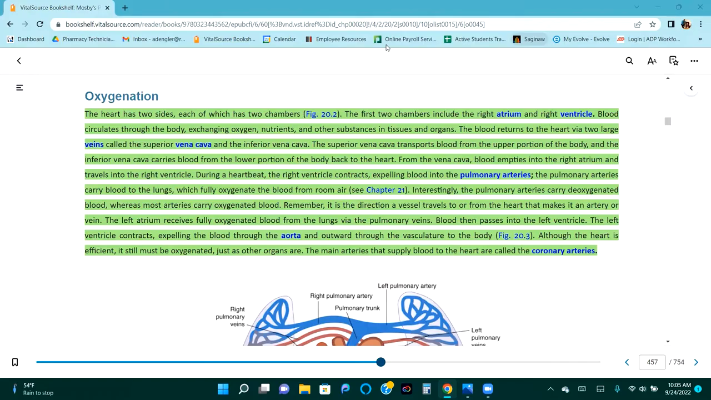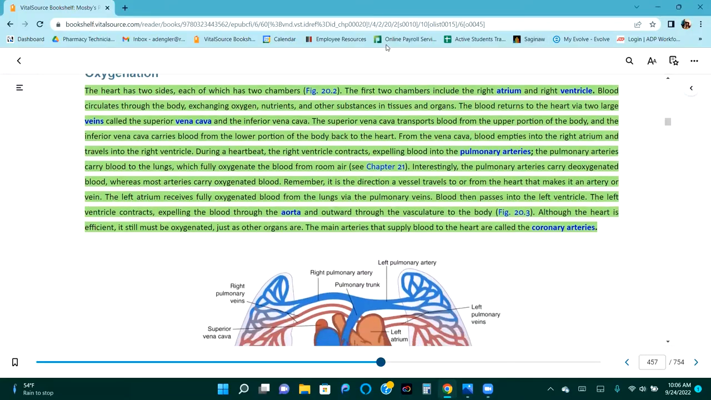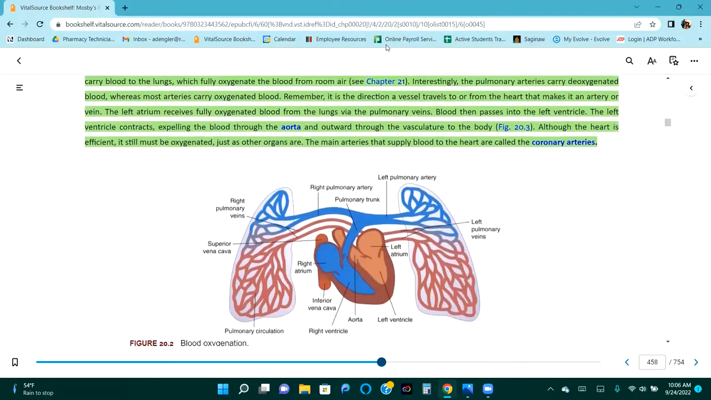Blood then passes to the left ventricle. The left ventricle contracts, expelling the blood through the aorta and outward through the vasculature to the body. Although the heart is efficient, it still must be oxygenated just as other organs are. The main arteries that supply blood to the heart are called the coronary arteries.